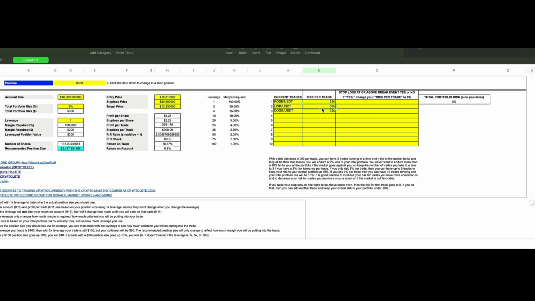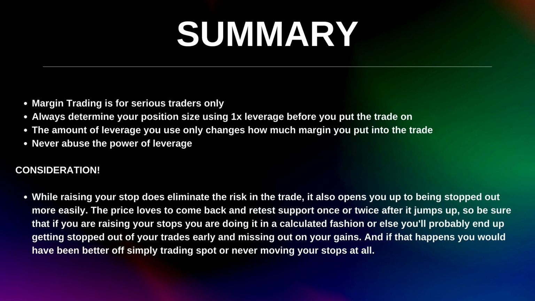I'm not saying do this. I'm just saying this is how I do it so that I stay within the risk that I put for myself and I don't risk more than what I determined before I even put the trade on. And so in summary, margin trading is for serious traders only. Always determine your position size using 1x leverage before you put the trade on. The amount of leverage you use only changes how much margin you put into the trade, and never abuse the power of leverage. Trust me, if you start abusing the power of leverage, there is a very, very high likelihood that your account will be wiped out and you'll end up losing way more money. So I have this video in here as a cautionary tale.